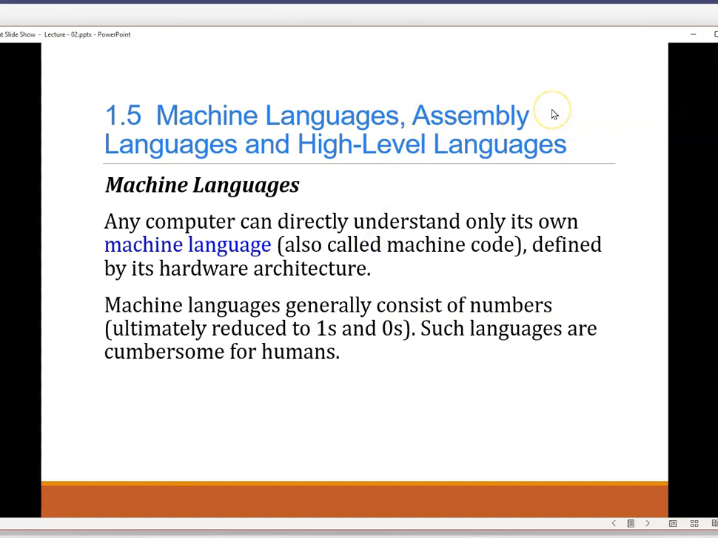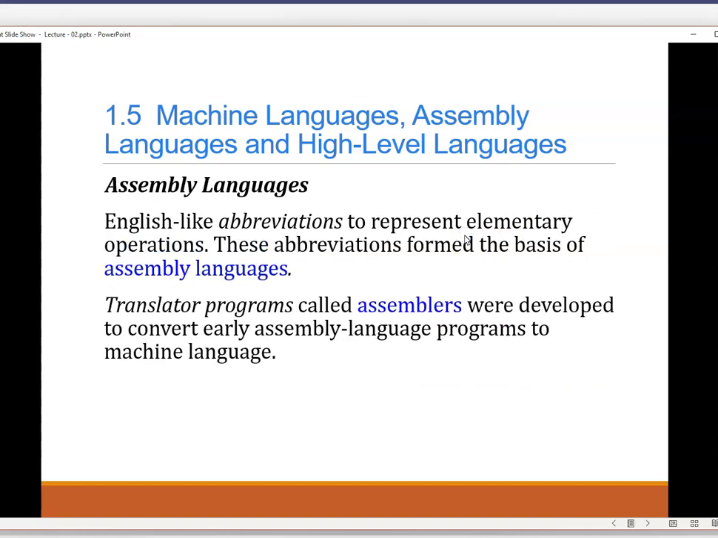A machine language is the direct language of the computer, and it's the only one the machine can actually understand, often called machine code. It's defined by the hardware. It generally consists of numbers, ultimately reduced to ones and zeros. It's really hard to program in straight machine language, especially on modern processors.